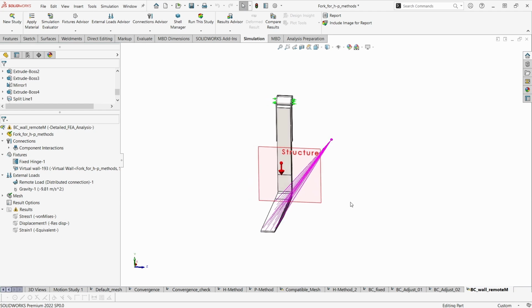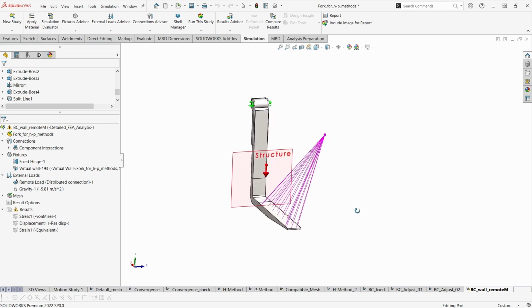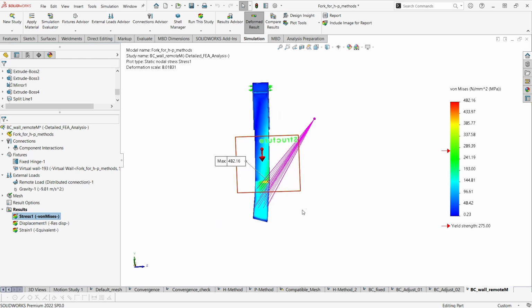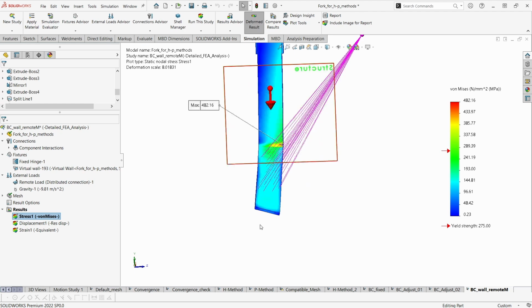Before we press the button, we need to think about how the simulation will behave. Looking from this perspective, we will have a deformation in the vertical direction, but due to the misalignment of the remote mass, we will see a rotation in the fork. Let's see it. I will run this study. Okay, what can we see? Exactly. The remote mass is provoking this twisting of the fork.